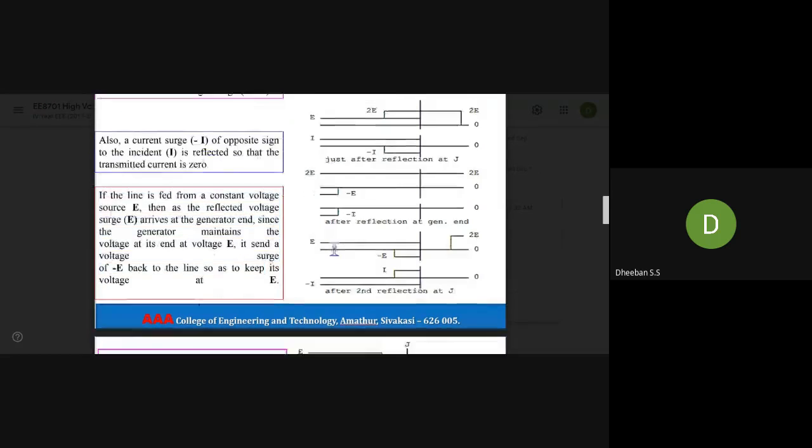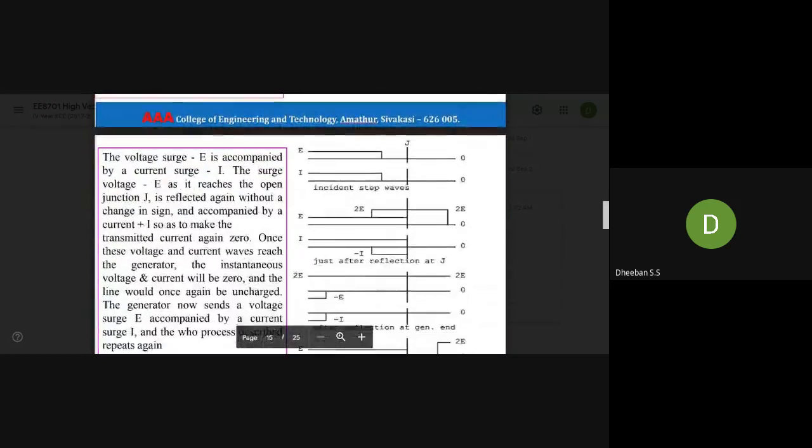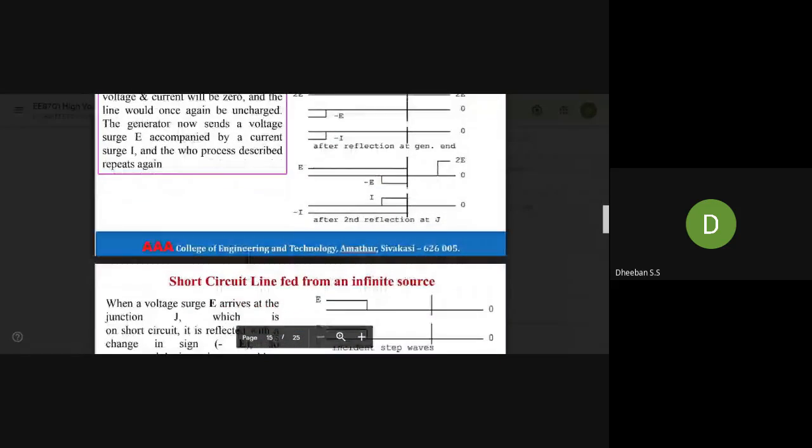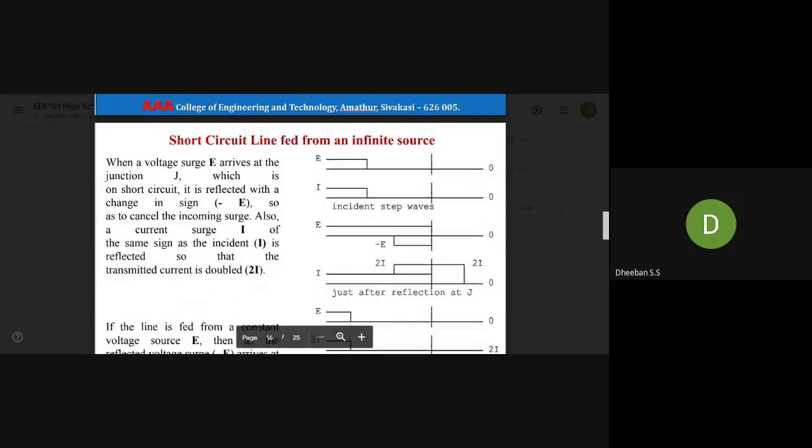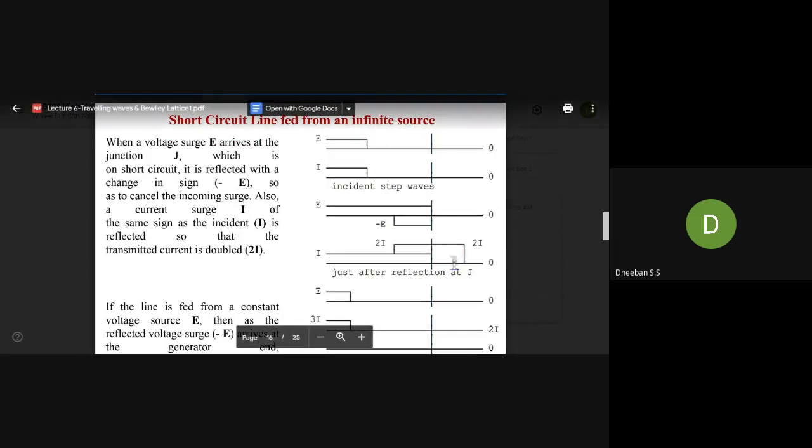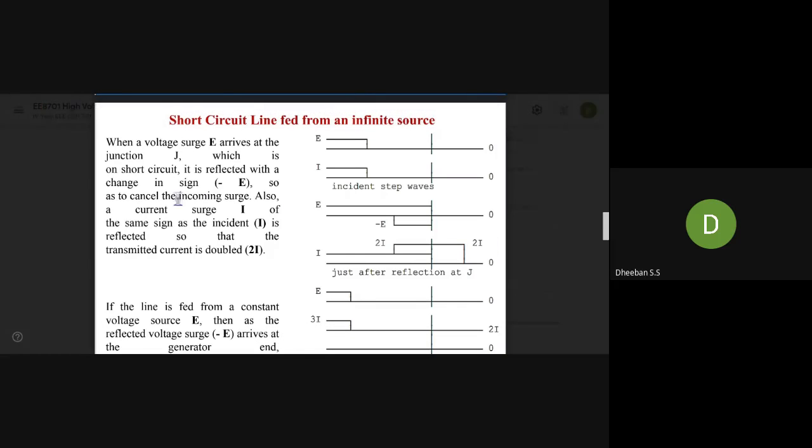Okay. So the same thing they have given with respect to your short circuit also. What happens during a short circuit? After reflection, we'll be getting out the current value. In a short circuit, as you know, there will be excess of current flow at your junction side. So that's what they are giving.